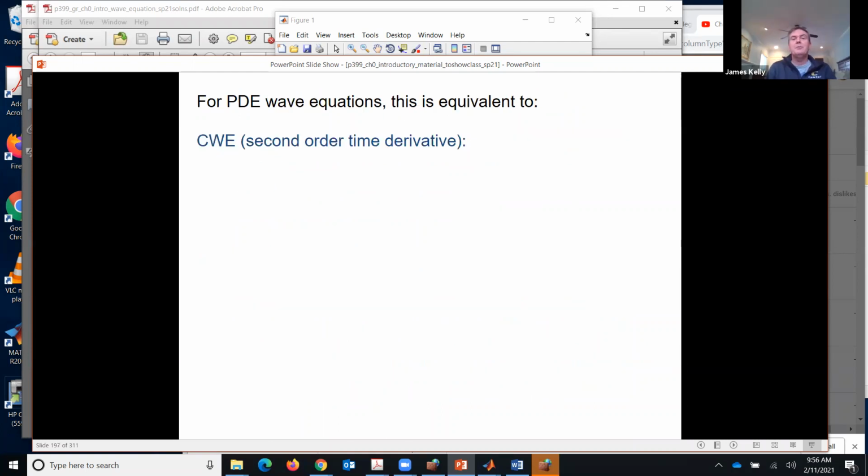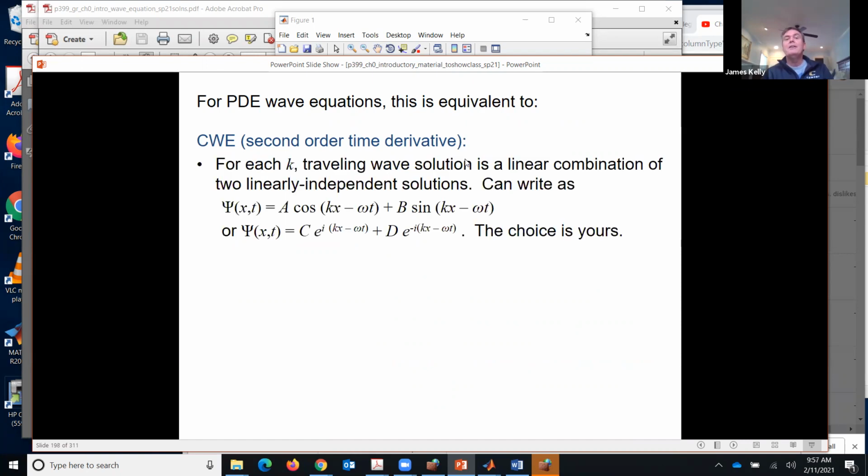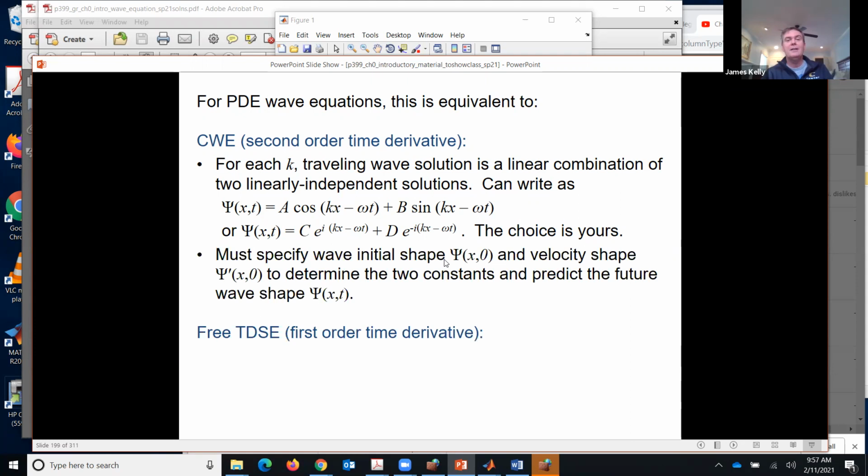Okay, what does that mean for us in terms of PDE? That means for the classical wave equation, which has a second order time derivative, for each value of the wavelength or the wave number, we have two linearly independent solutions. And we can either write those two solutions as a linear combination of cosines and sines, or a linear combination of the two different traveling wave exponential terms. Doesn't matter which one we use, okay?